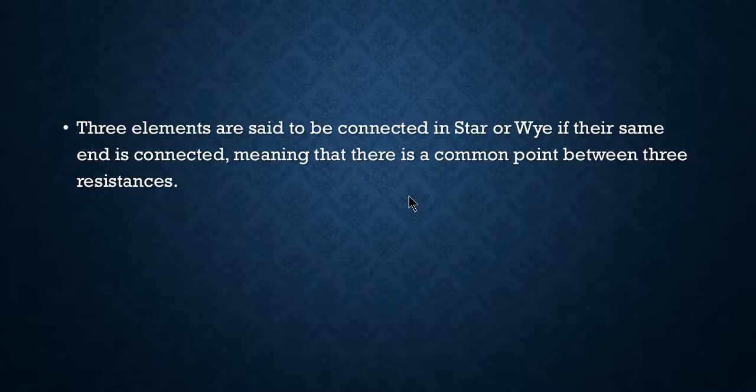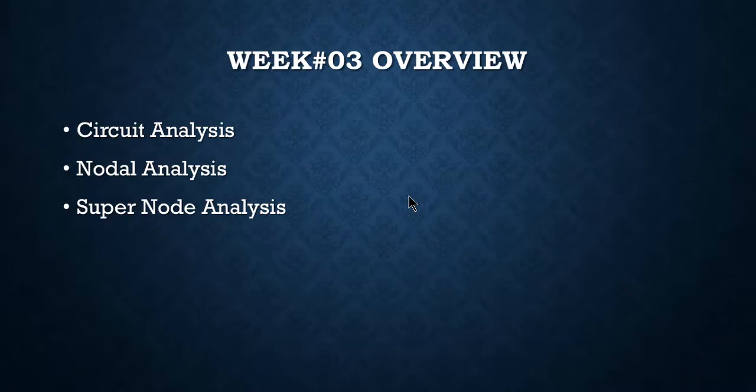And finally we solved series and parallel combination numericals and star delta interconversion, and we saw how we can simplify a circuit using these interconversions in order to find the equivalent resistance of the circuit. In this week we will be starting a new topic of circuit analysis, in which we will be covering nodal analysis and supernode analysis.